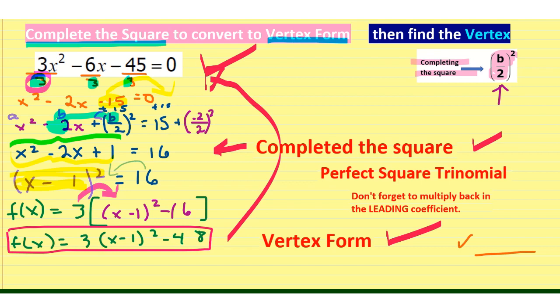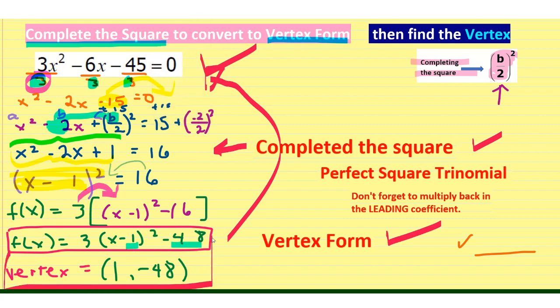Okay, so from that, I can now derive my vertex. The vertex of my original quadratic is going to be equal to this number and this number. So it is going to be equal to a positive 1. The x is always the opposite sign. It says negative 1, so we're going to do a positive 1. The y value is going to be the same sign, so it's a negative 48. So the vertex of my quadratic is equal to 1, negative 48.